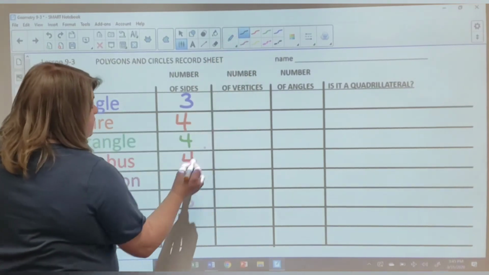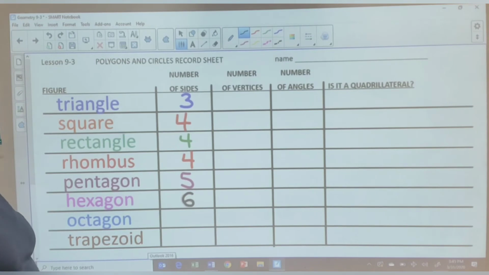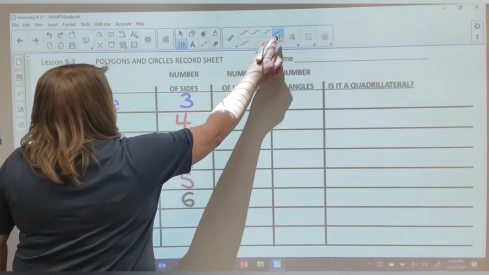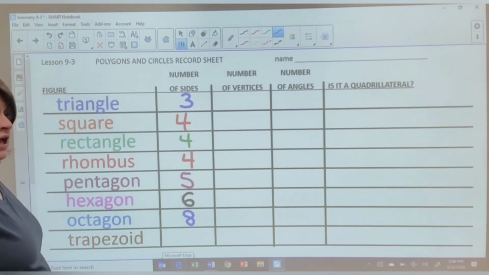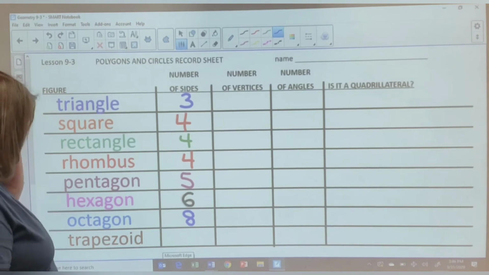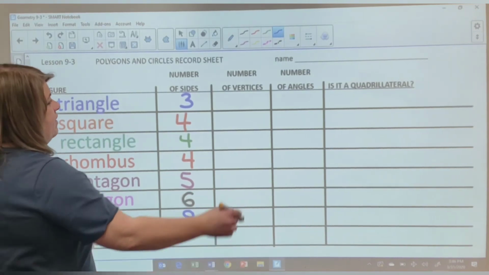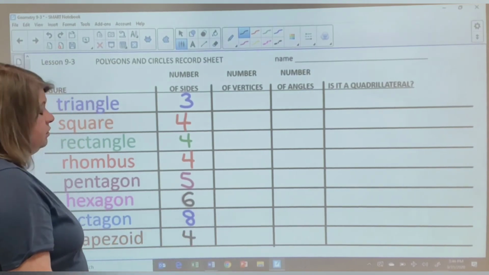That's not showing up really dark. I'm just going to go to a different color. There we go. All right, do the same for the octagon, please. Think octopus, octagon. How many sides is that? 8. Good job. And then finally the trapezoid. Think of it being a trap. How many sides does the trapezoid have, guys? It has 4. Good.